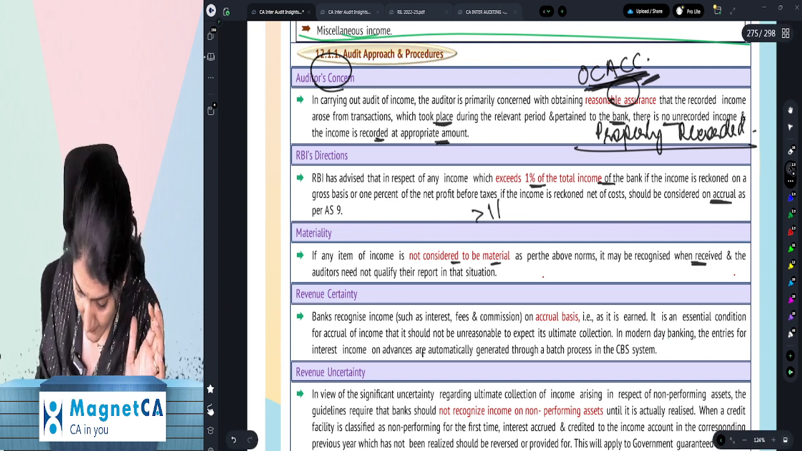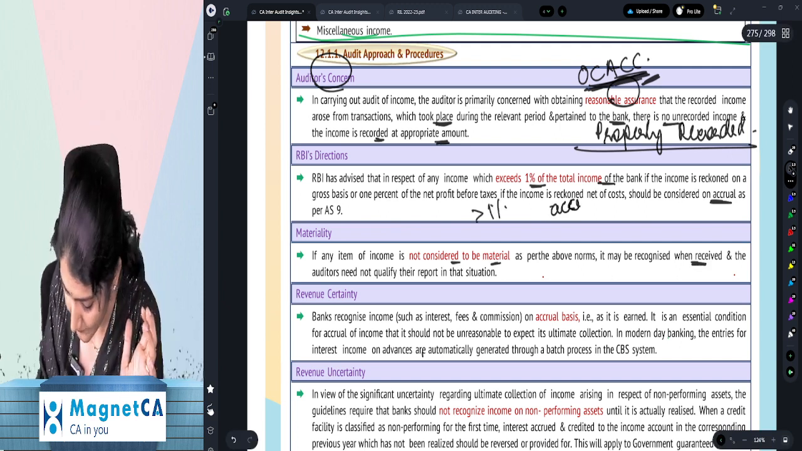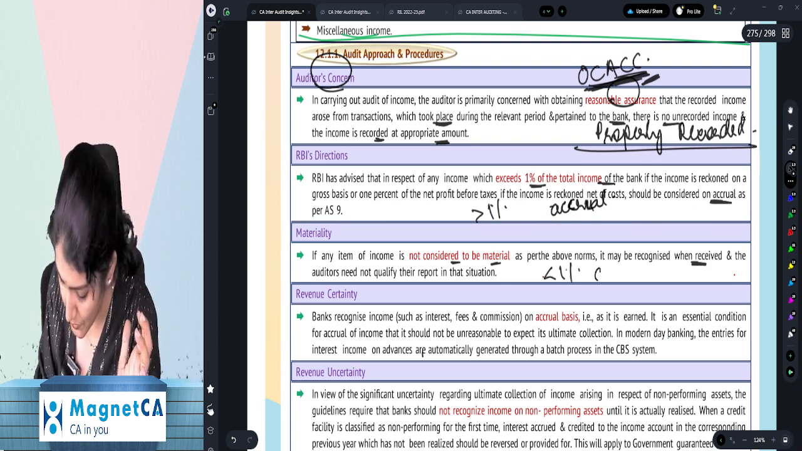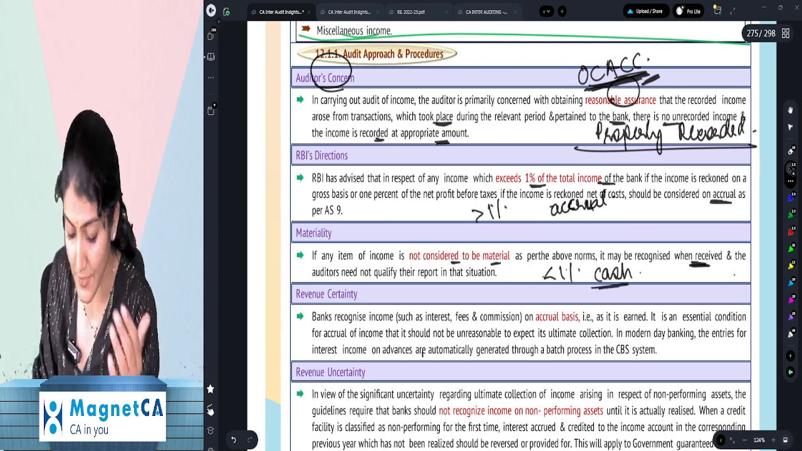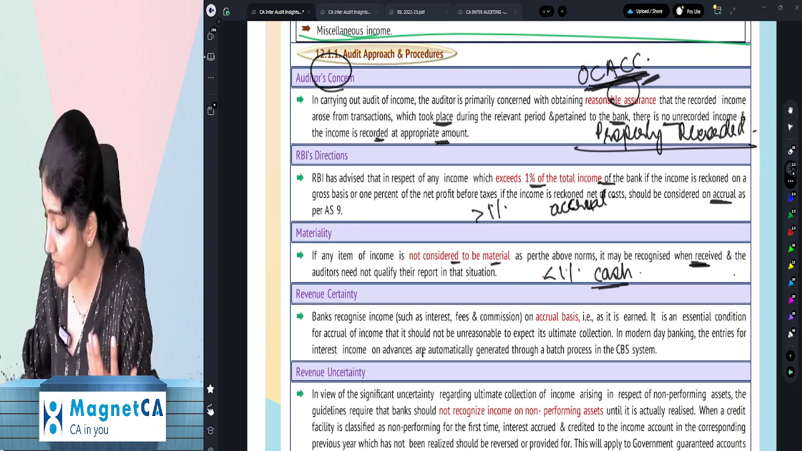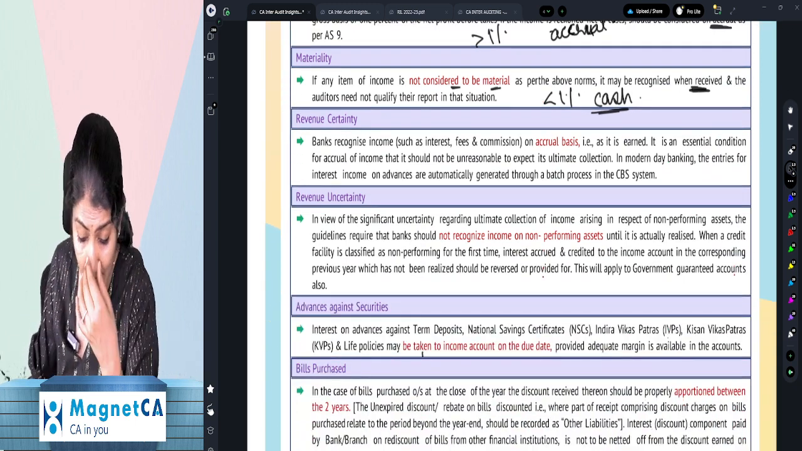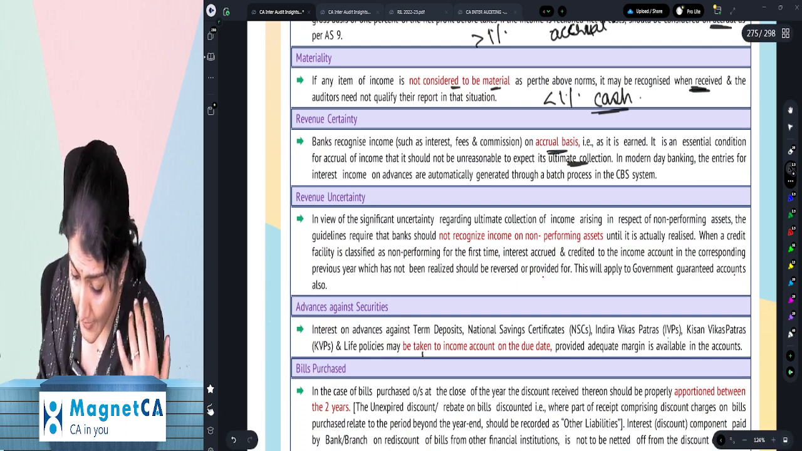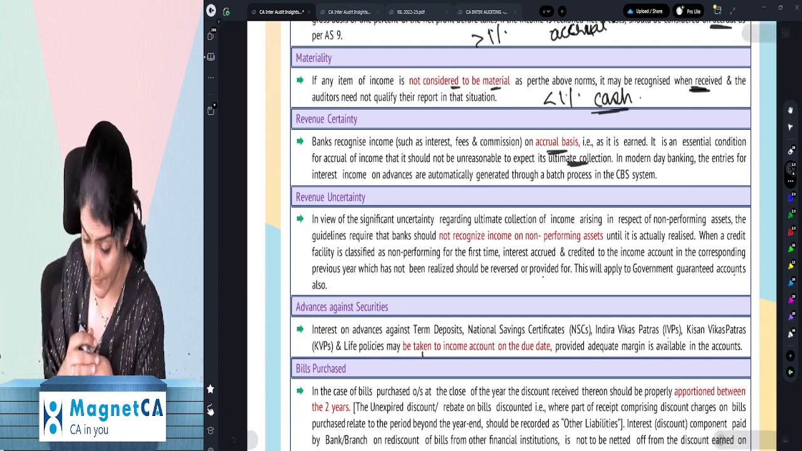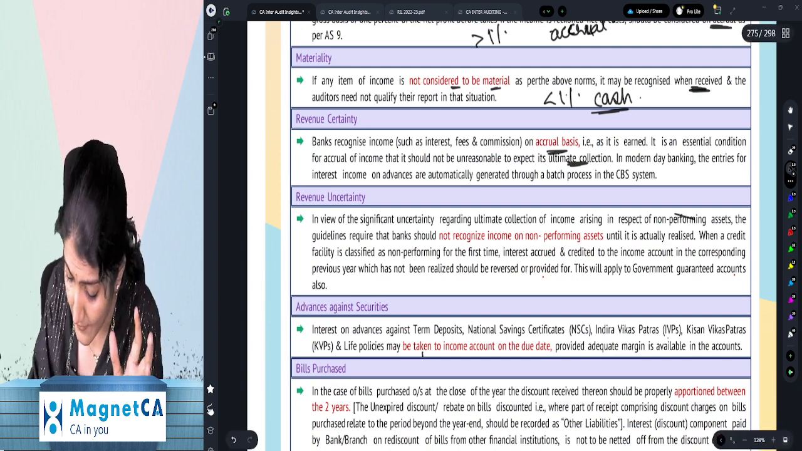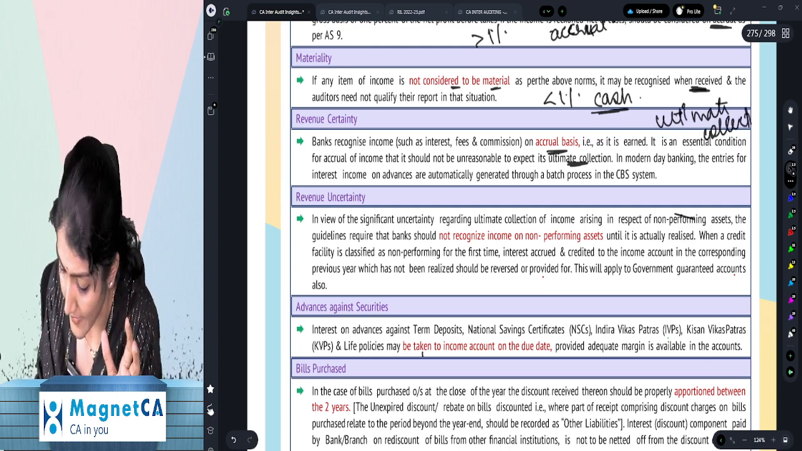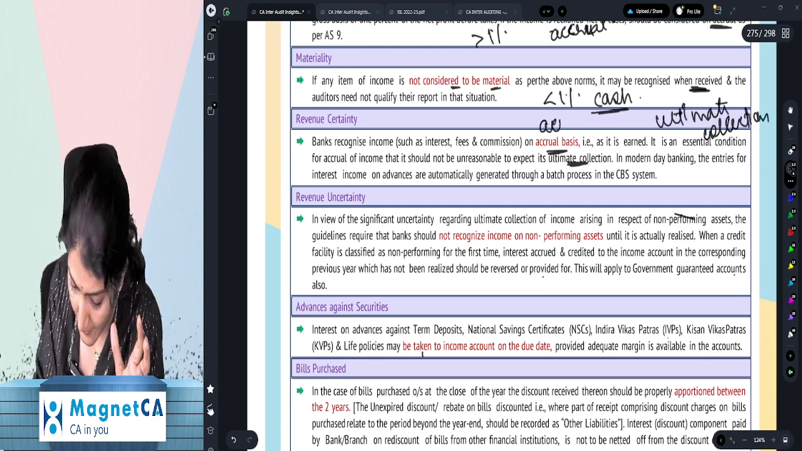Right? So if it is exceeding 1%, then accrual basis. If it is not exceeding 1% of the total income of the bank, it may be recognized when received. Then it says if there is no uncertainty about the ultimate collection of the income, then it can be recognized on the accrual basis, right? So if there is no doubt regarding the ultimate collection of the income, it should be recognized on the accrual basis.